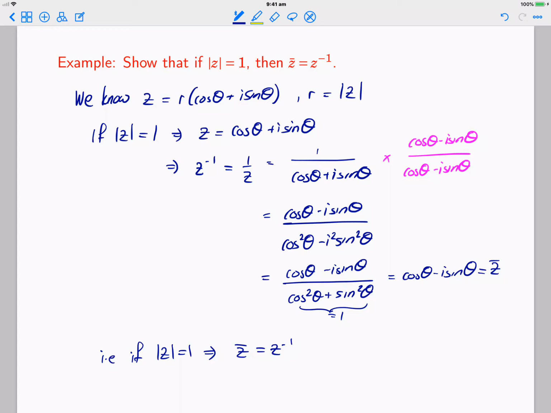So like I said, this is quite a useful result. It helps to keep this one in mind when you're doing trickier complex number questions, especially if you're working on the unit circle. Because when we say the modulus of z is equal to 1, it means that the distance of z from the origin is equal to 1. So it means that z lies on the unit circle. So if you're doing a question where you're working on the unit circle, it helps to keep this in mind.